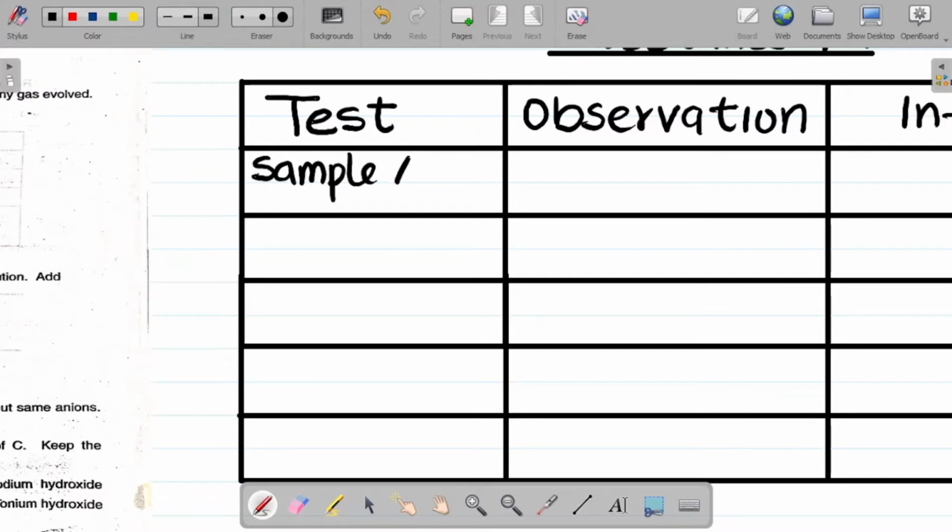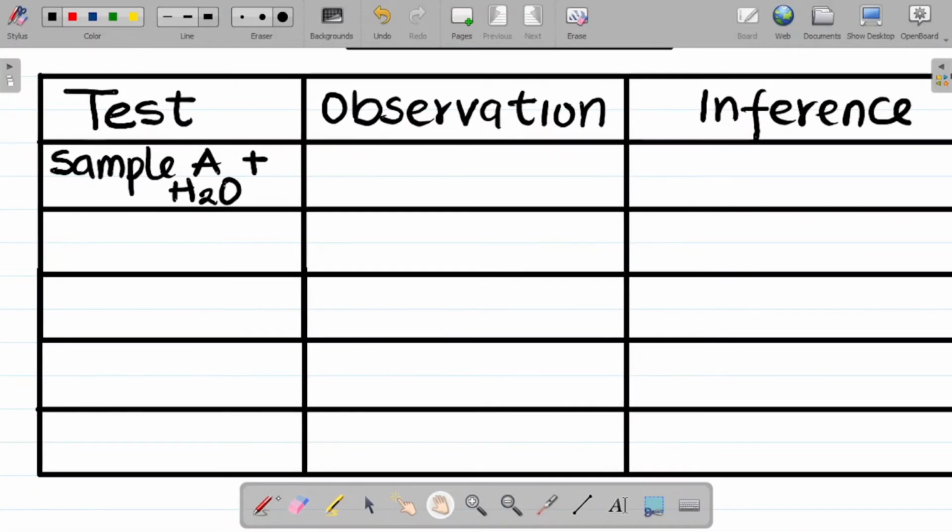So sample A plus water, that's H2O. You can write plus H2O or plus water, whichever you feel okay with. Now, when I did this for my own observation, this was a clear solution. So what this means is that sample A actually dissolved in water, and it gave me a clear solution.